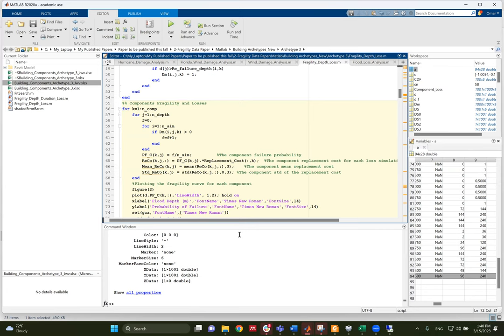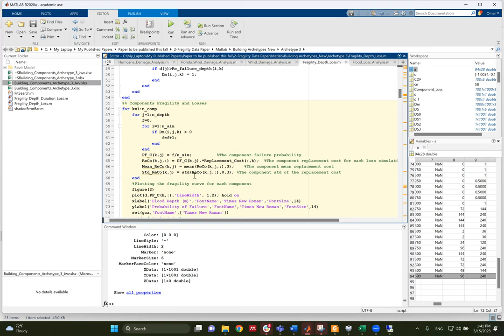So right now, I have the probability of failure for each component at each of the flood depths, right? So now I can plot the probability of failure of a specific component at each flood depth, like here, number two. You have here 10%, 20%, 50%, until 100%. And I did this for all the components.